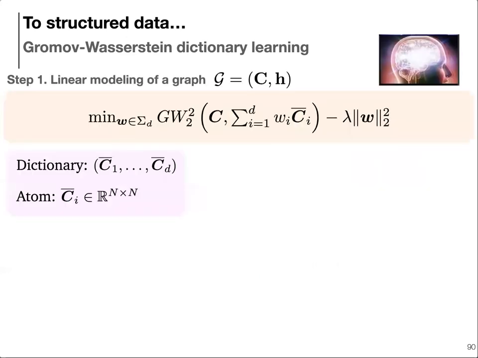So how can we do this magic? If you know about dictionary learning, you will not be surprised by this formulation. We are simply looking for the unmixing part, the vector W belonging to the simplex, which yields the minimum Gromov-Wasserstein distance to the current graph that I'm handling.